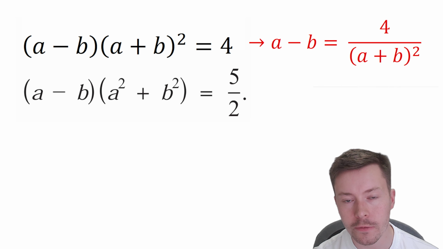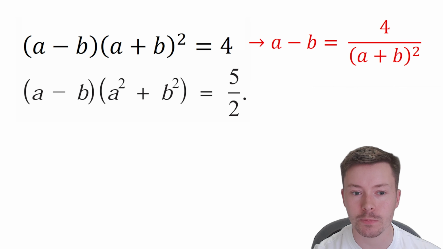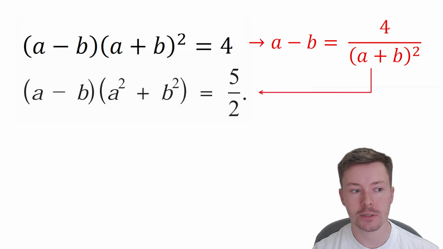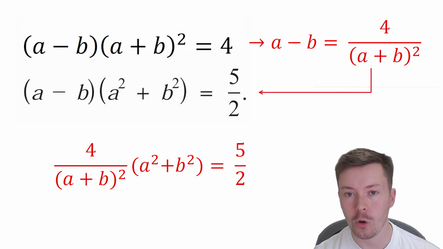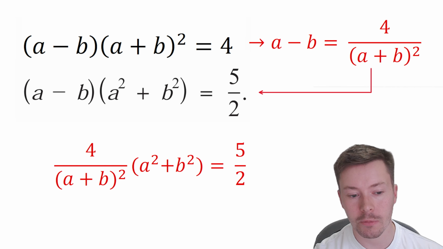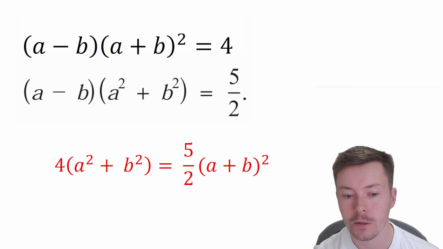Okay, so once I've got this rearranged form, I'm then going to replace the a minus b in my second equation with this. So I'm going to get this: 4 over a plus b all squared times a squared plus b squared is equal to 5 over 2. Now, what we need to start doing here is getting rid of any denominators that we can. So I'm going to start by multiplying both sides by a plus b all squared. So we tidied it up a little bit.